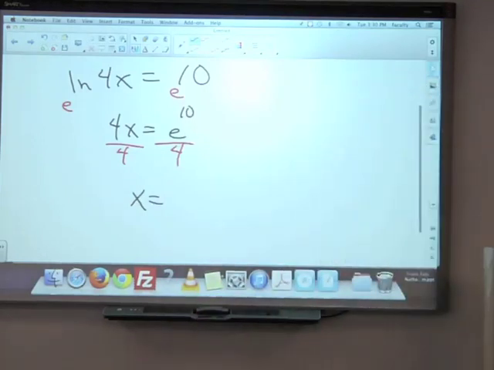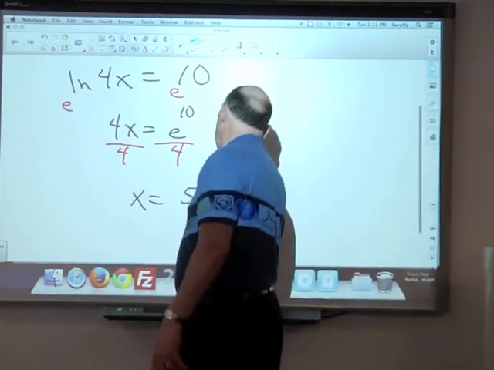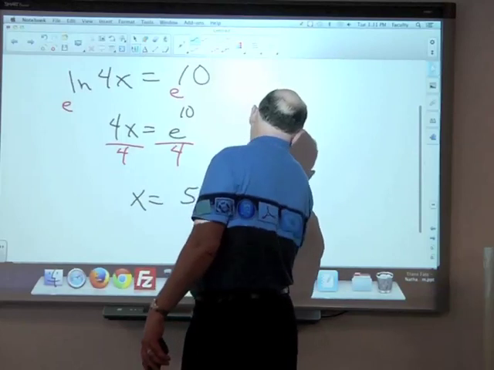I'm sorry, why would it be e to the 10? Why not just e times 10? No, because the opposite of ln is e to the x. Oh, so e to an exponent, right? Okay, just reversing it. Right. So e to the 10 looks like it's 5506.6. Yeah, 0.6.